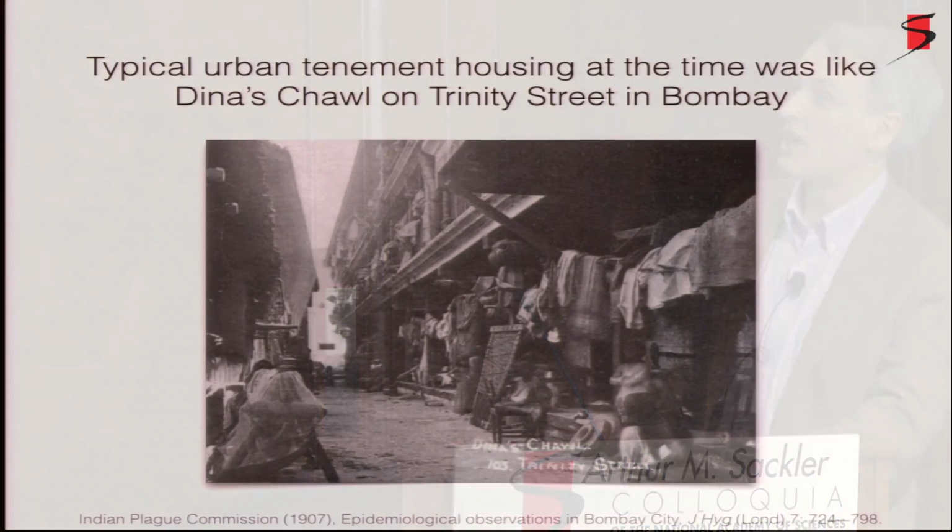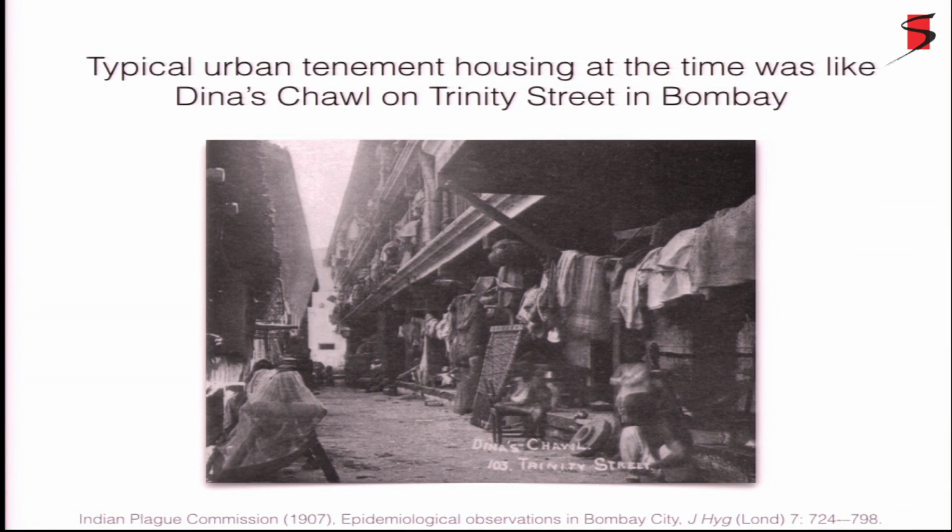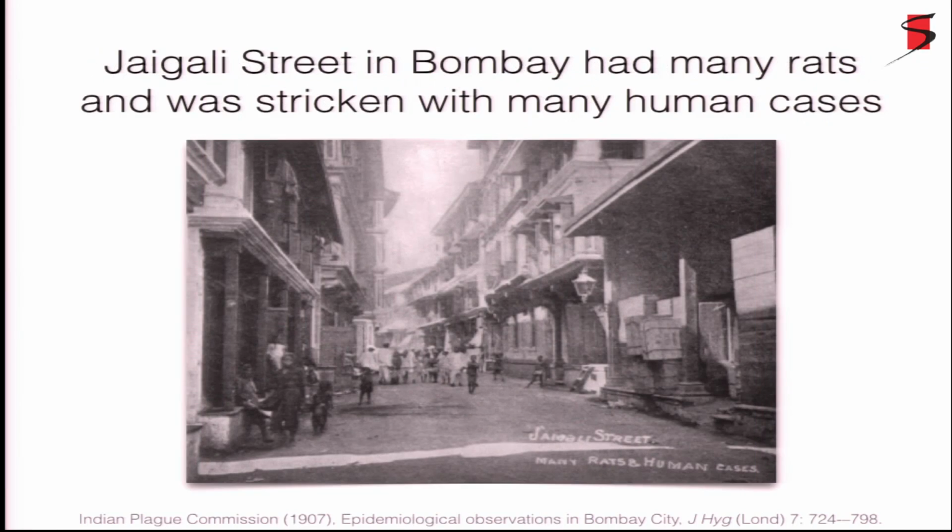So a typical urban tenement looked like this in the beginning of the 20th century in India. This is Dina's chawl. A chawl is a tenement having 10 to 20 rooms in it where people lived. And this is in Bombay. These tenements, of course, had fairly minimal cleanliness standards, and so there were a lot of rats in Bombay, and this turned out to be a major issue in the plague. So this is Jaigali Street in Bombay, which had many rats and was stricken with many human cases, just to give you a picture of what the living conditions were there.